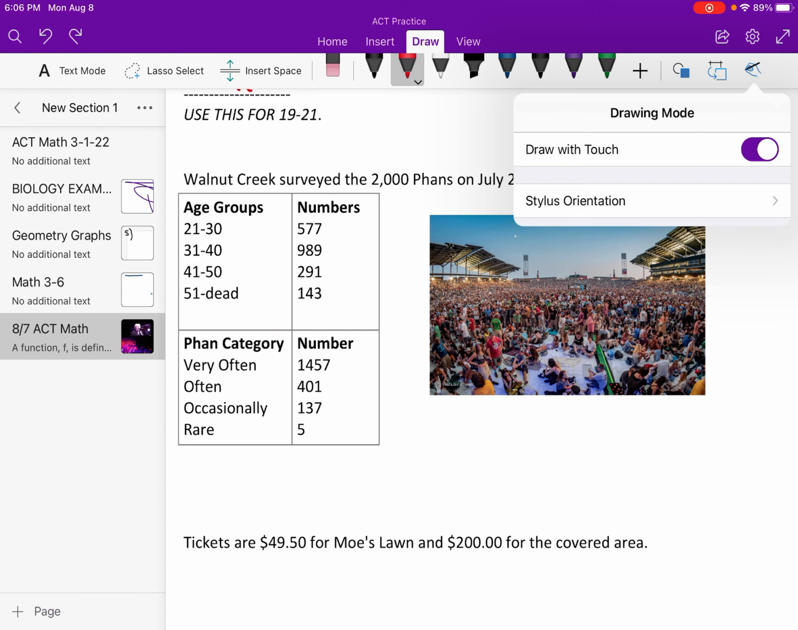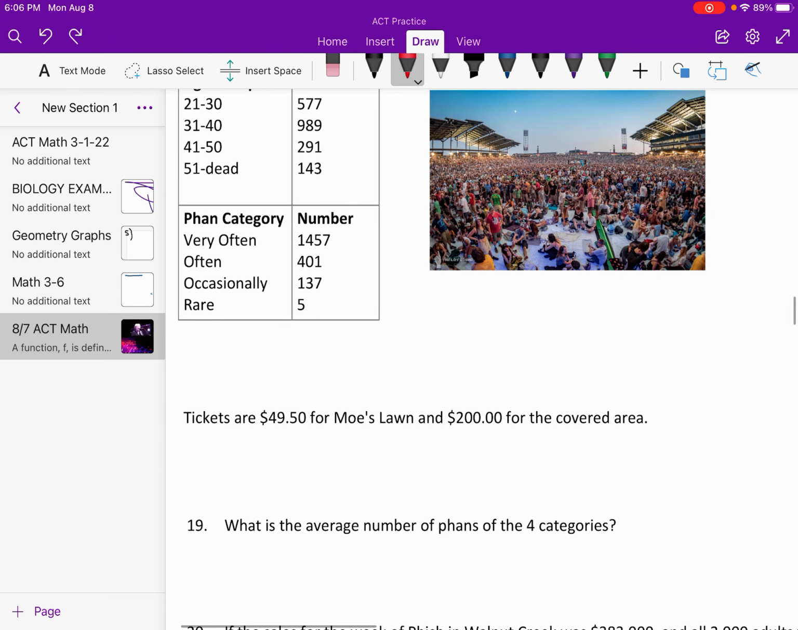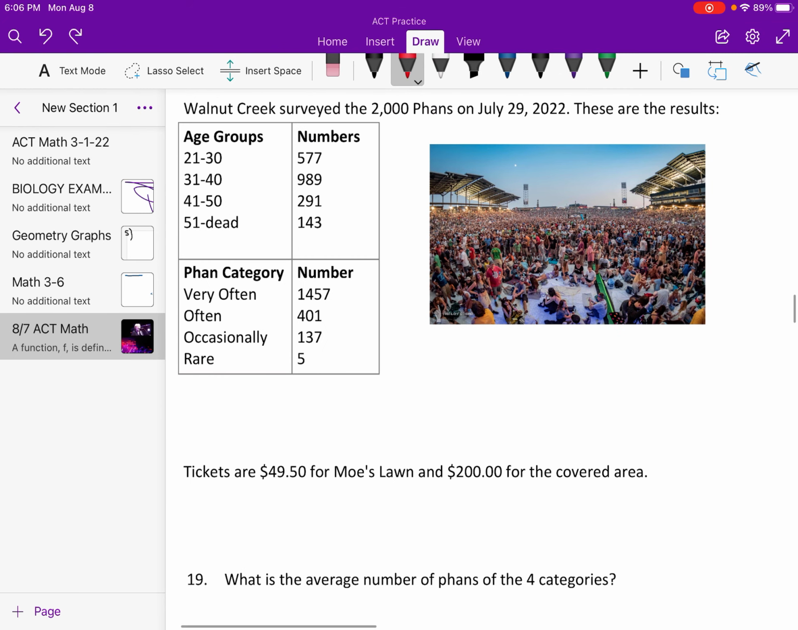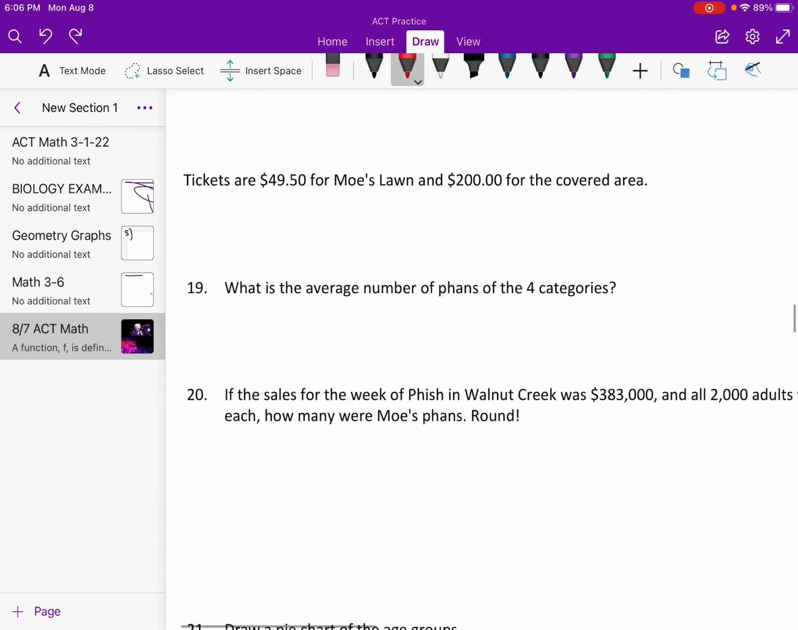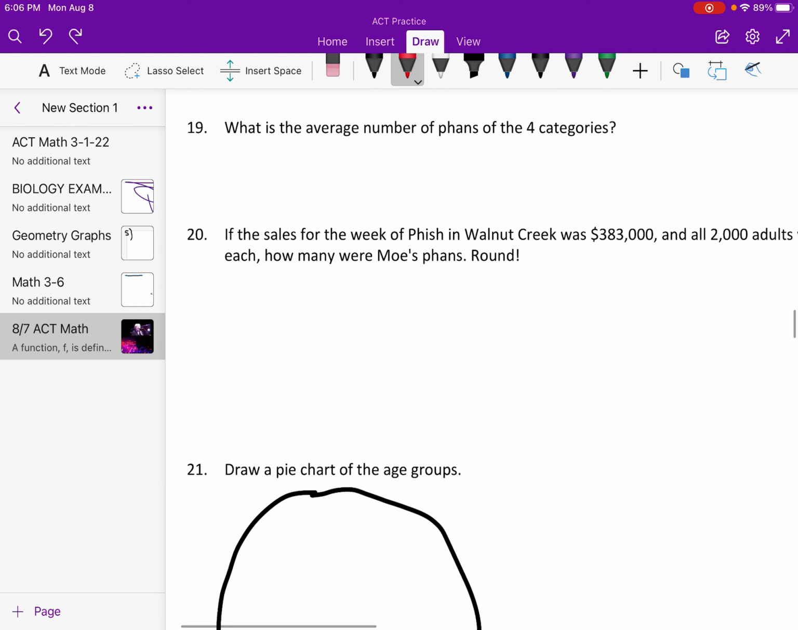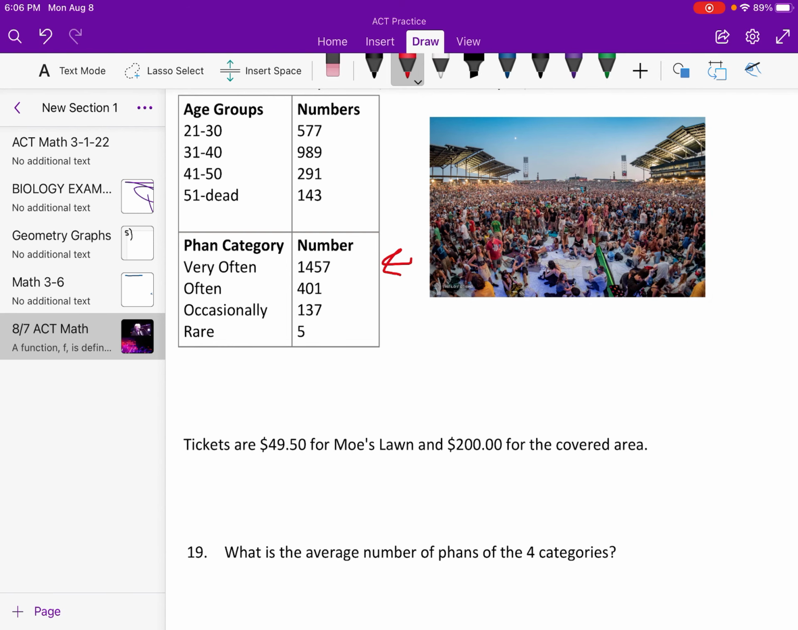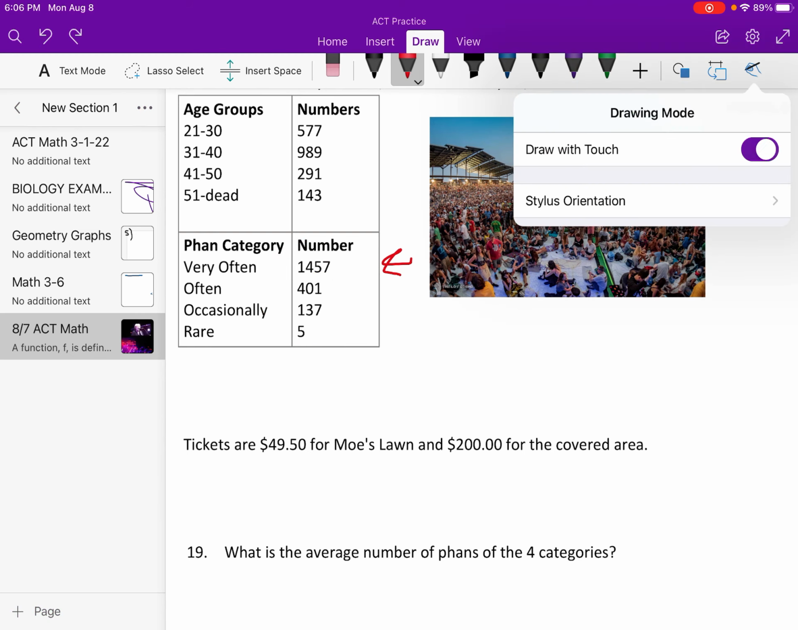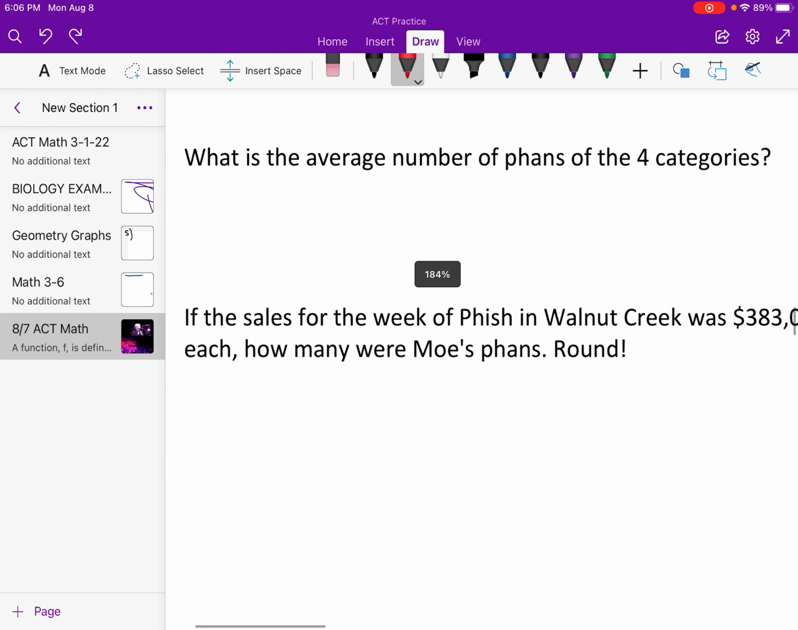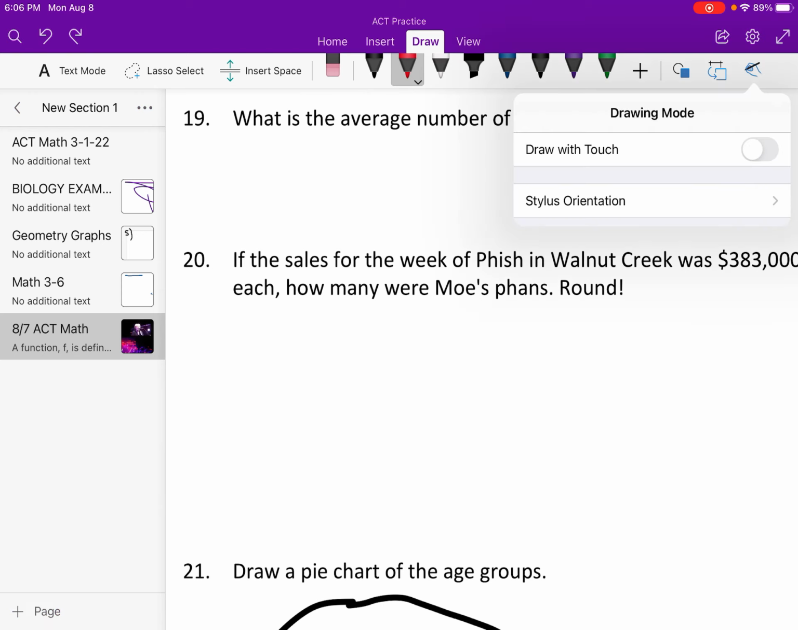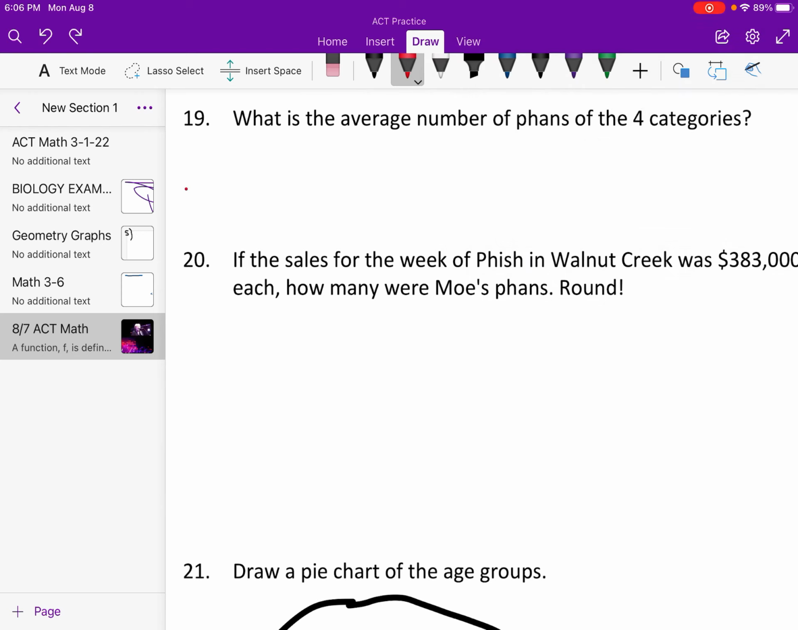Tickets are $49.50 to Moe's Lawn and $200 for a covered area. By the way, this is a real thing. I had to pay $49.50, but whatever. Anyways, what is the average number of fans in the 4 categories? Well, we're talking about fan categories, so we're going to average these. Well, how do you do average? If you remember, you have to add all of them and divide by how many there are.